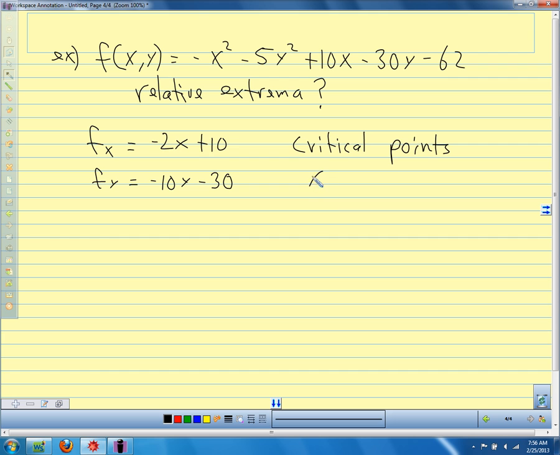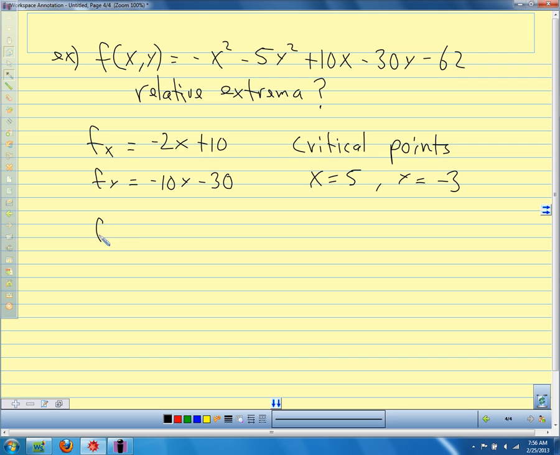So where are our critical points? x equals 5 and y equals negative 3. So those points are going to be where the partial with respect to x and the partial with respect to y are both 0 at the same time.